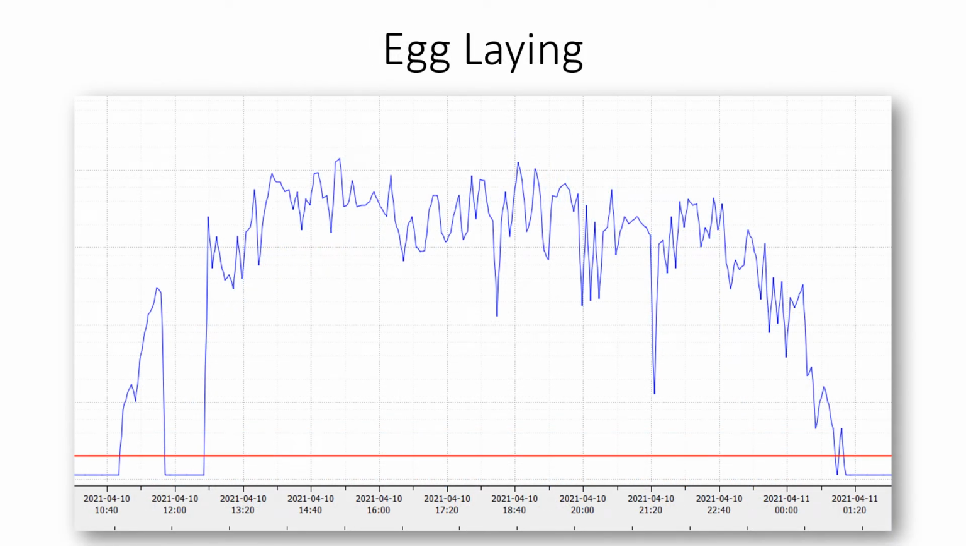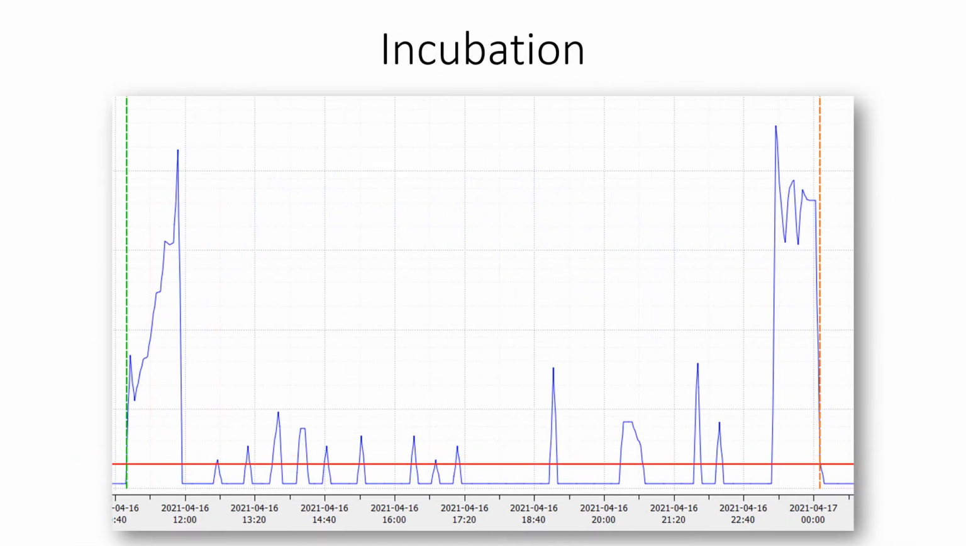Here's an example of an egg-laying event. You can see that the bird went into the nest cavity, spent about an hour laying her egg, then left for the rest of the day. These events usually occur in the morning and continue for about 8 to 12 days before incubation begins. Once she has laid all her eggs, she will begin incubation.